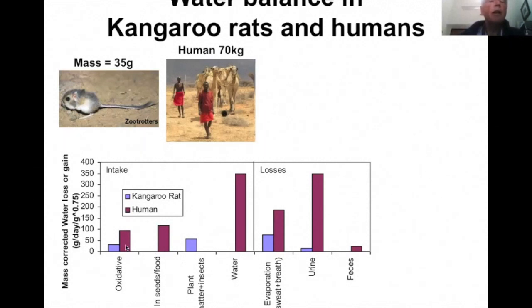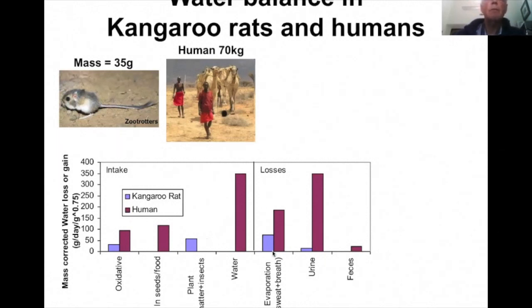Humans, on the other hand, get a fair amount of oxidative water, a fair amount of water from the seeds and plants and various other creatures that they eat, and most of it by drinking. All right, without drinking, these creatures would die, as you well know, living in the desert. If you spend any time there, you have to have water. So they're really different. And the losses are comparably interesting.